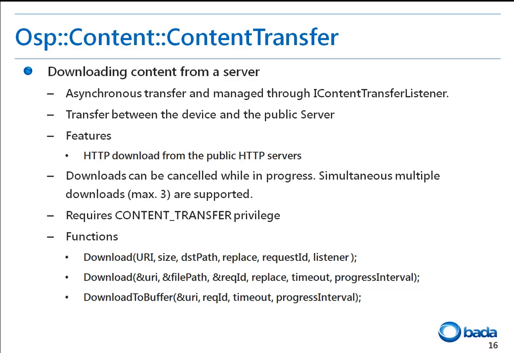A download can be done from any HTTP server. The progress of the download operation can be monitored by its listener. The content transfer methods need the content_transfer privilege. The main APIs in this class are download and download to buffer, which download a content file from the content provider's server, and download a content file to a buffer on the content provider's server, respectively. The point to be noted is that the download to buffer method does not register the content.